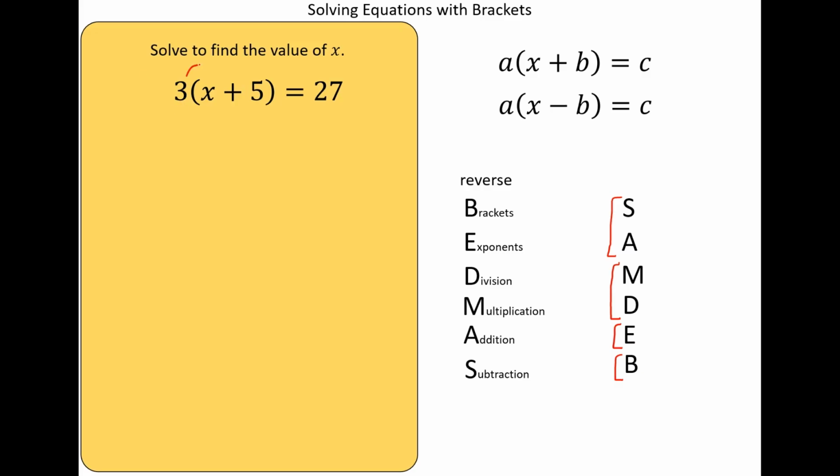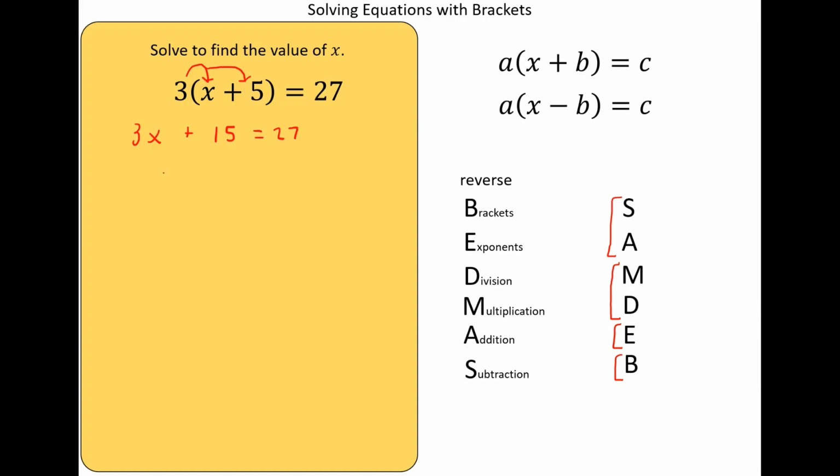So I can multiply 3 by x and also multiply 3 by 5. You multiply the number on the outside by every term, meaning every entity separated by a plus or a minus sign on the inside of the bracket. So I'm now going to have 3 times x, which is 3x, and 3 times 5 is 15. So I got 3x plus 15 equals 27.